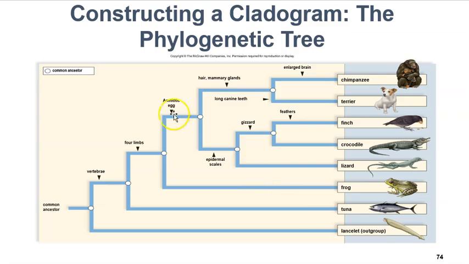And so you can see right here, amniotic egg, and then there's our 3, right? Lizard, crocodile, finch: feathers, gizzard, epidermal scales. And then hair, mammary glands. Long canine teeth evolved in the terrier, and a large brain developed in the chimp.